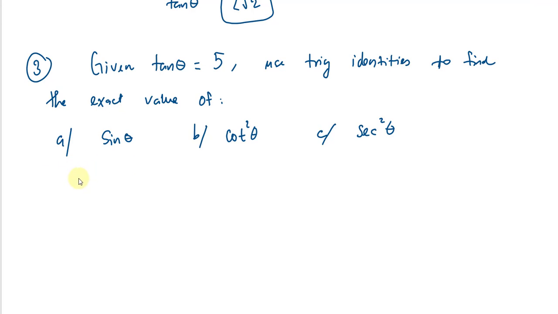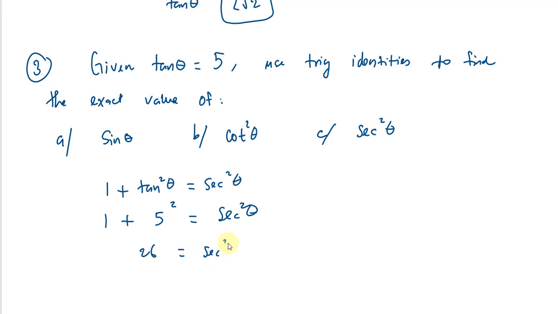Well, we know that earlier we have a special formula. 1 plus tangent squared equals secant squared. Because we have tangent here, 1 plus tangent is 5, so 5 squared equals secant squared. 5 squared is 25, plus 1 is 26, equals secant squared. Now I can find secant by taking the square root on both sides, so that's the square root of 26.